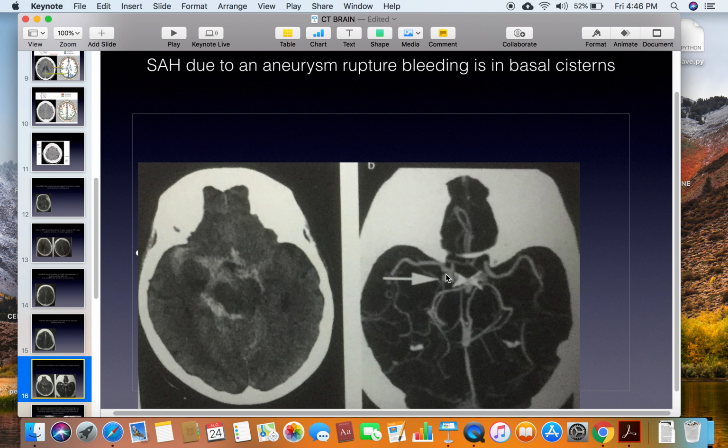So this is an aneurysm that you're seeing, and it has ruptured. And so you see blood mainly in the basal cisterns, although some blood would be seen in the sulci.